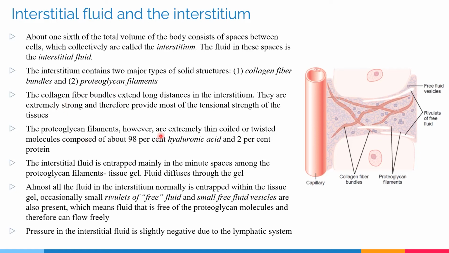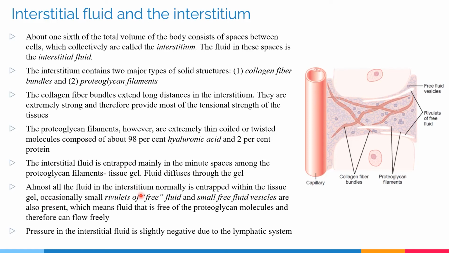The proteoglycans, however, are extremely thin coiled or twisted molecules composed of about 98% hyaluronic acid, which is a polymer of sugar, which is a carbohydrate or polymer of glucose, and 2% of protein. The interstitial fluid is entrapped mainly in minute spaces among the proteoglycan filaments, forming a semi-solid tissue gel. Fluid diffuses through this gel.